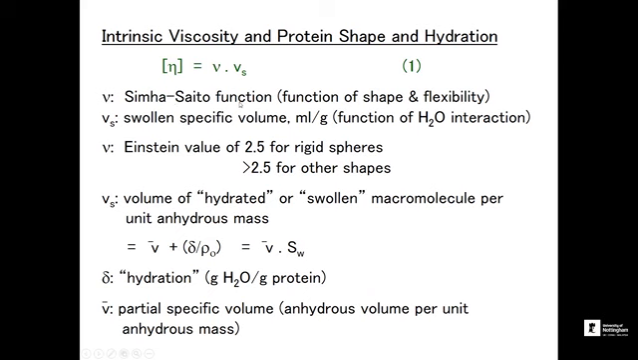Simha-Saito function of shape and flexibility. So Simha made the original derivation in 1940, and Saito in Japan made a similar derivation around the same time, maybe a few years later. Well done, Japan, on that. And what happened was Saito did this calculation in a different way to Simha, and couldn't understand how Simha got the right result, because he took the wrong approach.